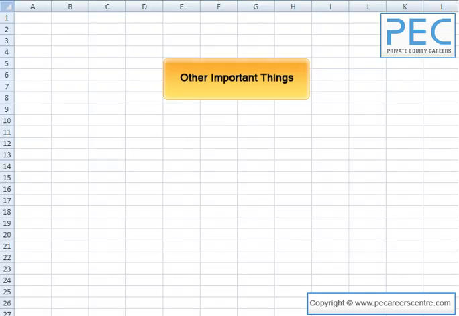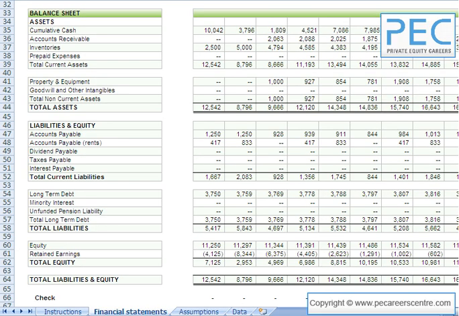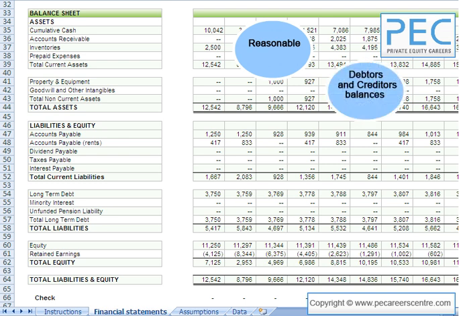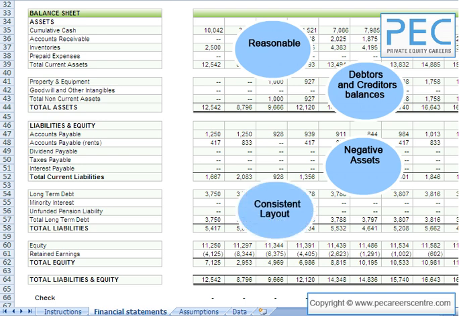Other important things to consider. Once all the assumptions are completed, review the financial statements. Does the projection look reasonable? Are your debtors and creditors too high or low? Do you have any negative assets? Is your layout consistent? Make sure there aren't any circular references.